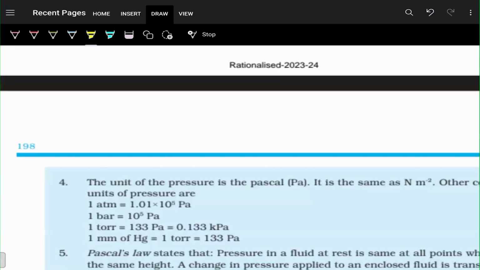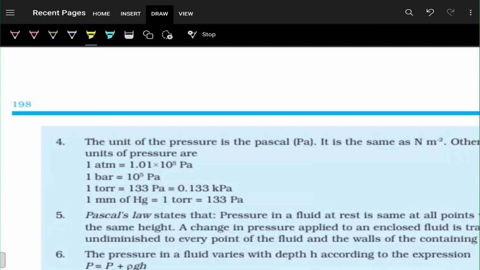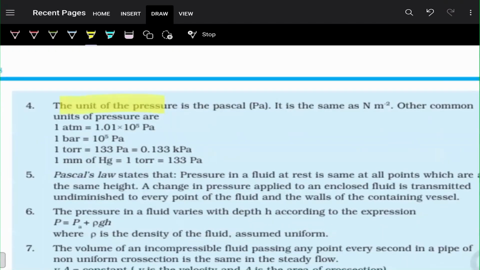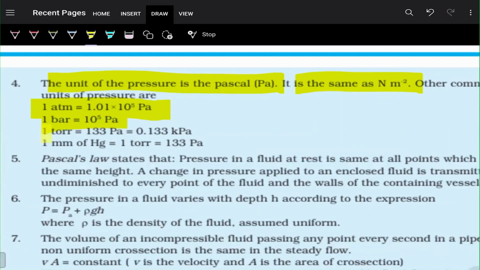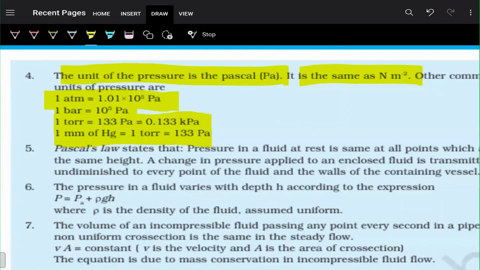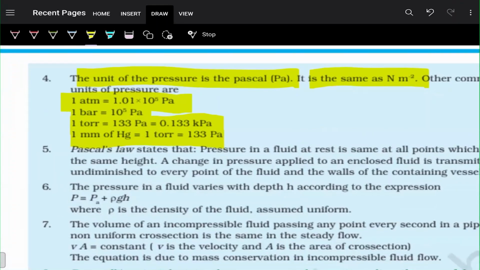See, the unit of pressure is very important. Every unit is very important. Pascal only, the same as Newton per meter square. Other common units: 1 atm equals 1.01 × 10^5 Pascal, or 1 bar equals 10^5 Pascal. 1 millimeter of mercury is equal to 1 torr, which is equal to 133 Pascal, that is 0.133 kilopascal. Simple. So units of pressure are very important. What is the SI unit? Pascal, also Newton per meter square.